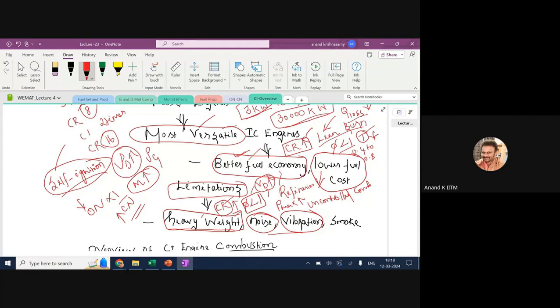Otherwise, it will lead to very high noise, very high vibration. Otherwise, even with a minimal or shorter delay, since there is some delay and then ignition happens, the fuel-air mixture will undergo an uncontrolled phase, as you rightly said. Initially, you have an uncontrolled phase, then we get into a controlled phase.